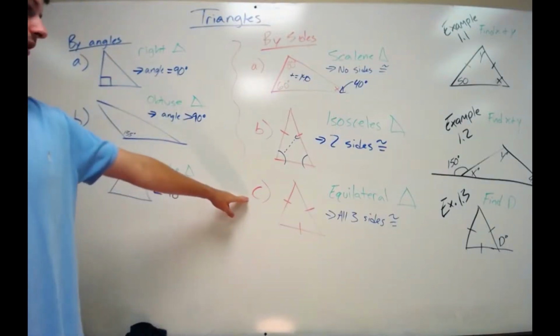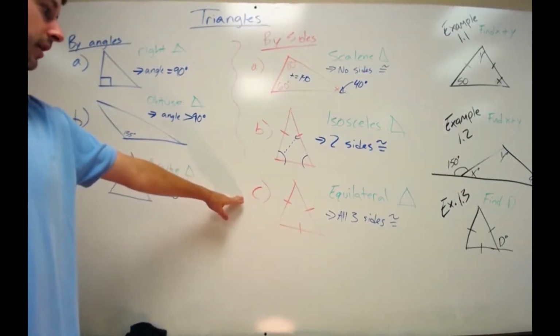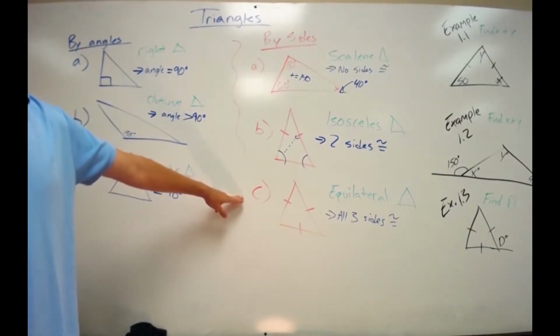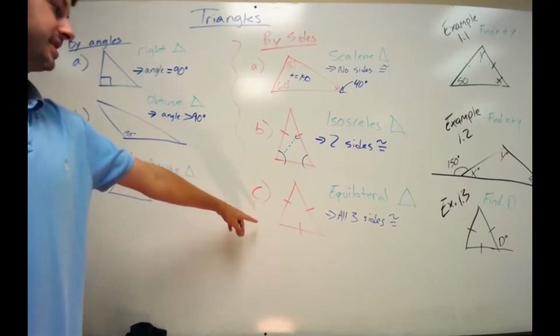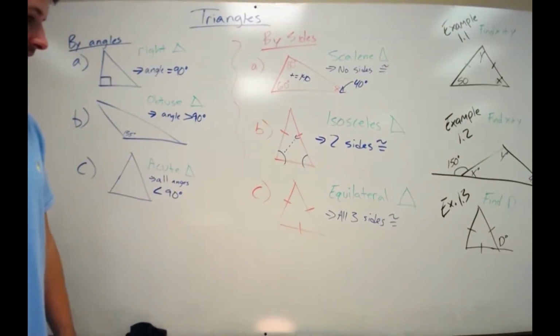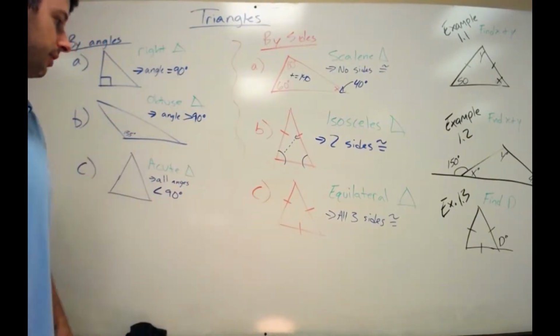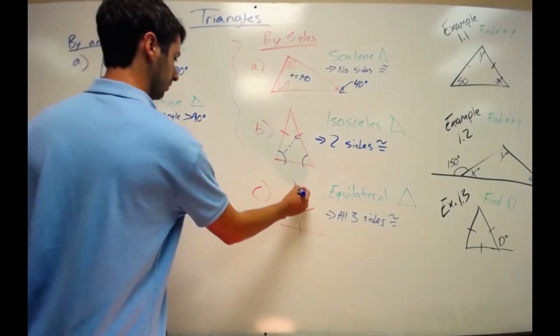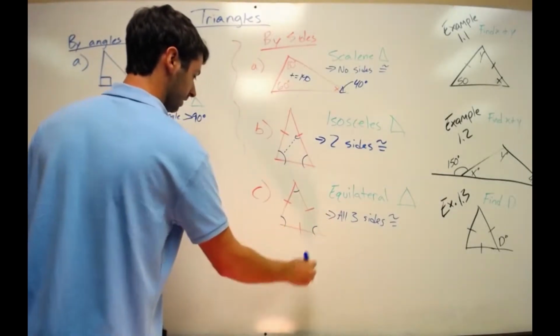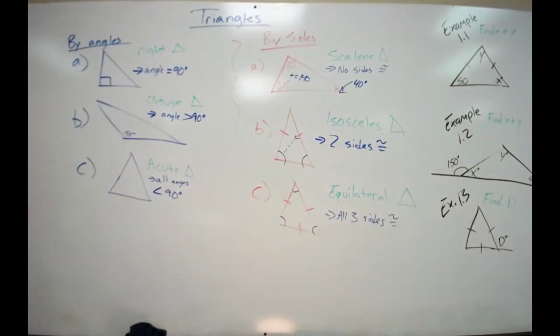And then the last triangle is equilateral. In order for a triangle to be equilateral, that means that all three sides must be congruent. And just so you know, if all three sides are congruent, that would mean all three angles would have to be congruent as well, making this a regular polygon.